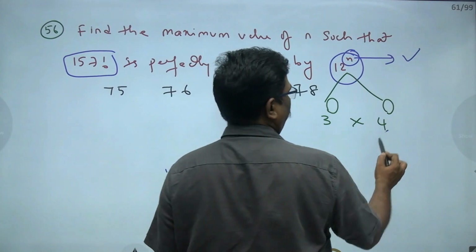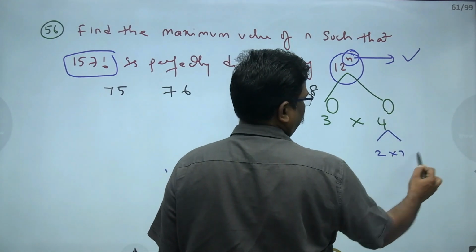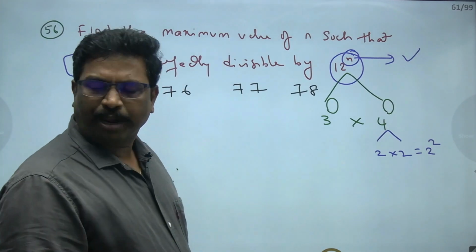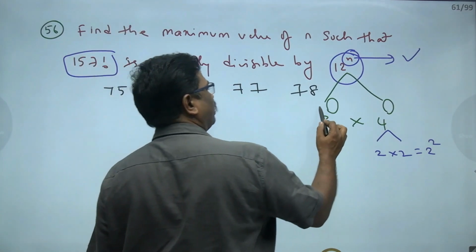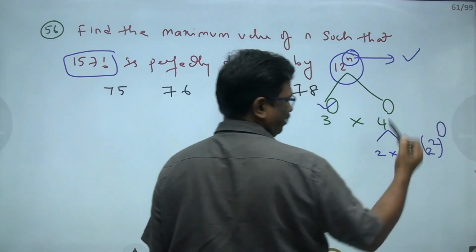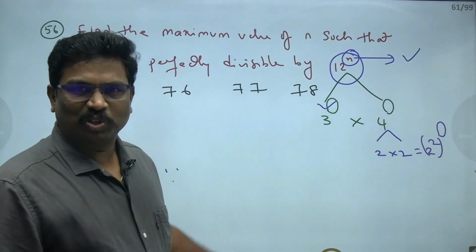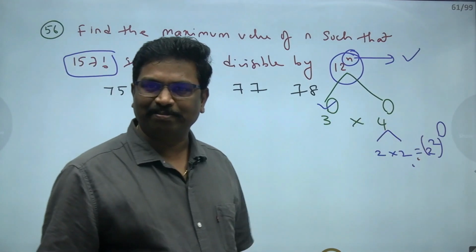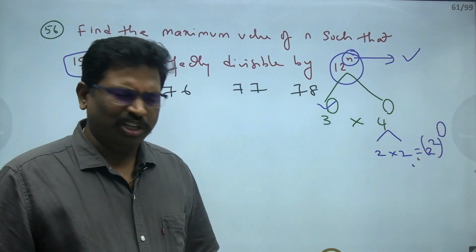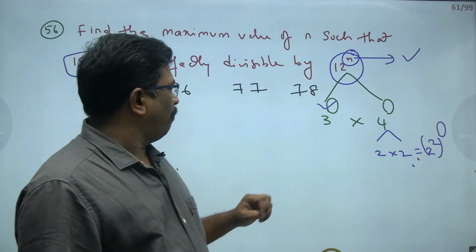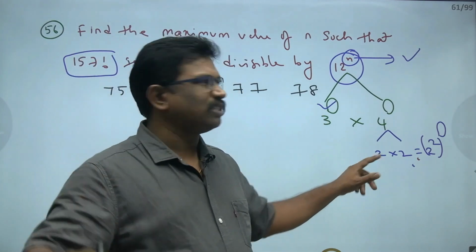I'm converting 4 as 2 into 2, so I can say 2 square. So now they are prime numbers, right? So I find out the highest power of 3 and the highest power of 2 square. Now we can't say that I'll find out only for 3, because that is 2 square. It's not only 2.